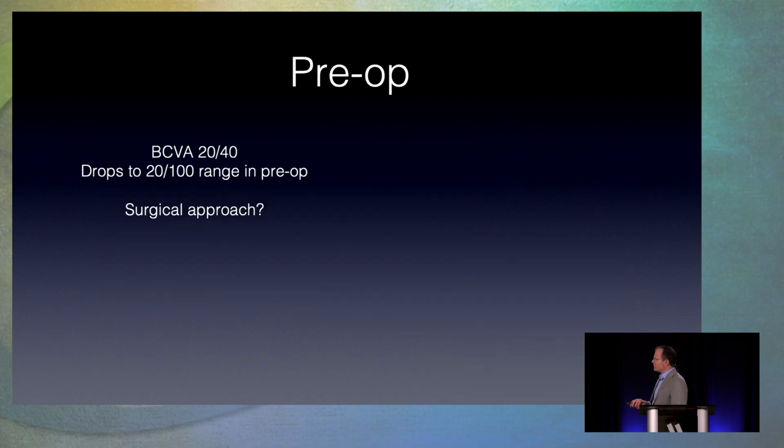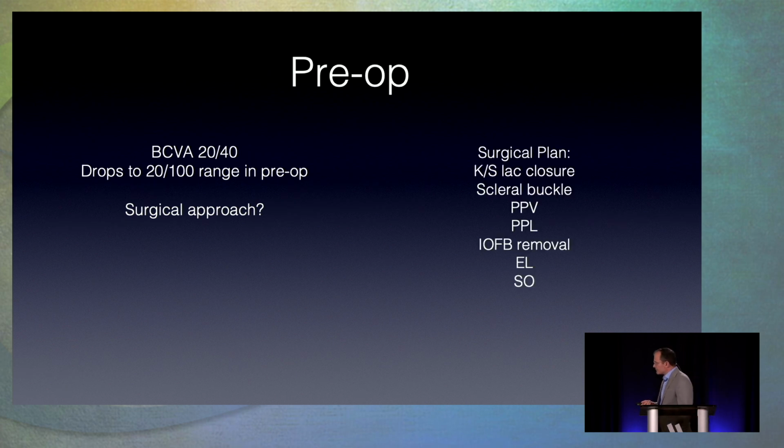So pre-op, he was 20/40. But he did drop to the 20/100 range as we were getting him prepped for surgery. He was saying things were getting progressively blurry. So the surgical approach to these people, again, he had a corneal scleral laceration. Of course, you want to close that. In my training, we tend to just put a buckle on all these eyes, and I'm not sure I do that anymore, but this was early on in my training.